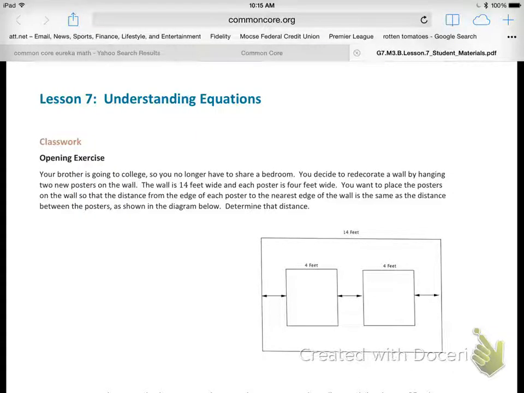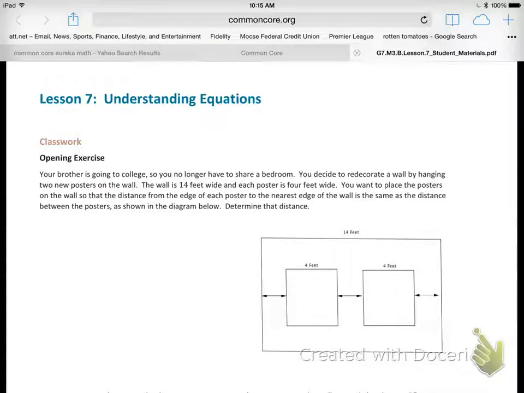So this opening exercise here is going to illustrate why understanding equations is so important and why I have been trying to emphasize that in class as well. Let's go ahead and do it and you'll see what I mean.